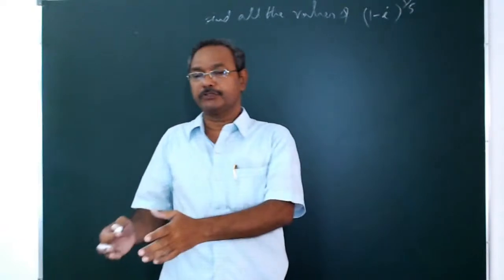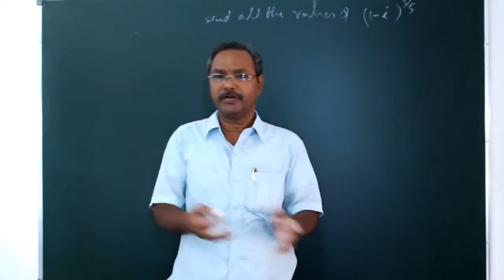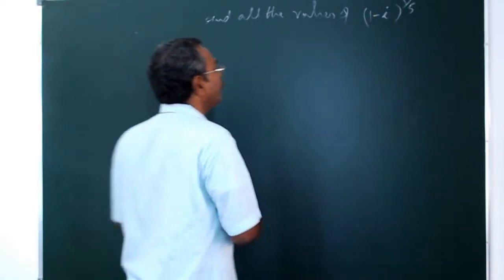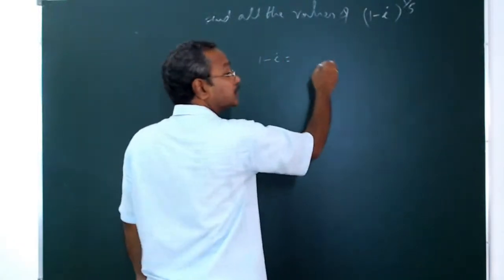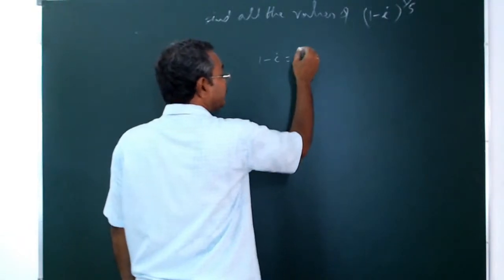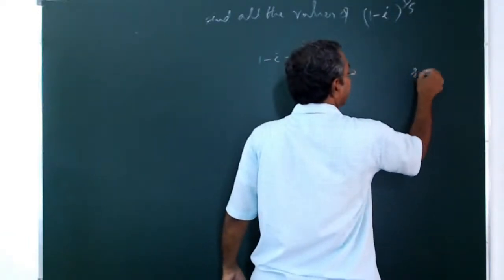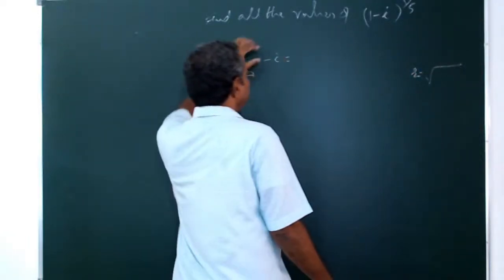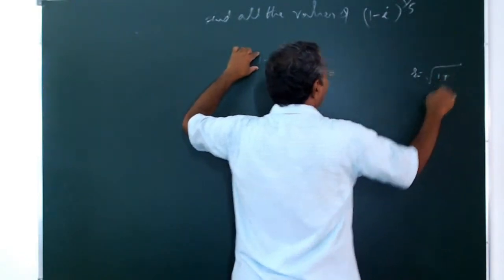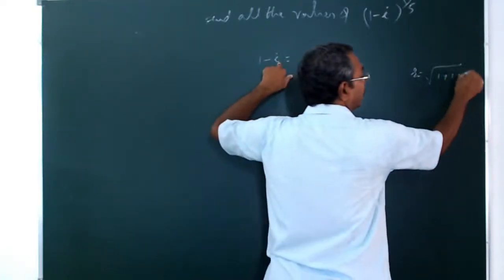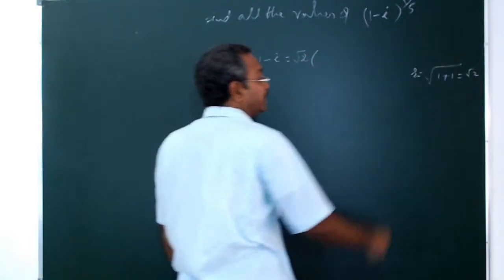So how to find the fifth roots of a complex number? First of all, you have to write it in the modulus-amplitude form. Then you can write straight away the fifth roots. So this 1 minus i should be written as r into cos theta plus i sin theta, where r is equal to the square root of a square plus b square. A square is 1 square which is 1, plus b square is minus 1 square which is 1, which is root 2. So it is root 2 into theta.